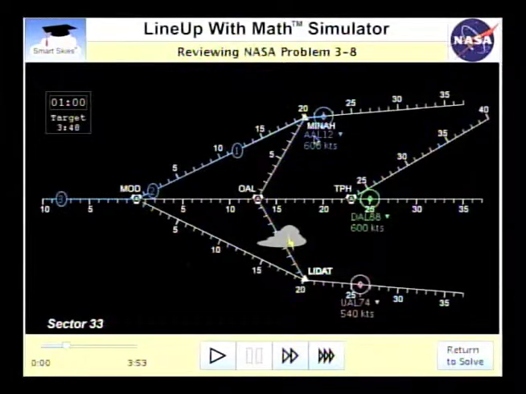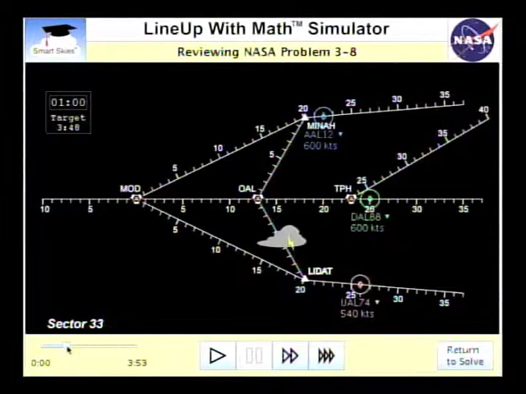Note the plane spacing. American is 22 nautical miles from Modesto, and Delta is 25 nautical miles from Modesto. The difference is 3 nautical miles, our ideal spacing. Since American and Delta are traveling at the same speed, they will maintain this ideal spacing all the way to Modesto. Next, notice that Delta is at 25 and United is at 26. So at 1 minute, United has fallen 1 nautical mile behind Delta.